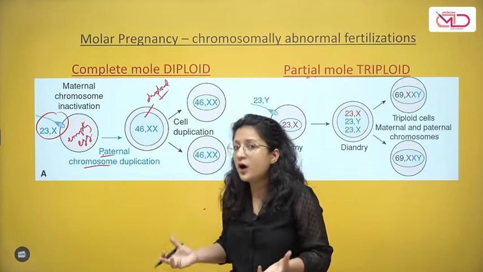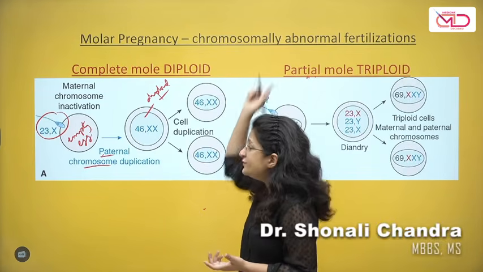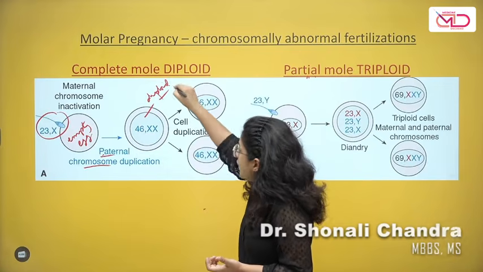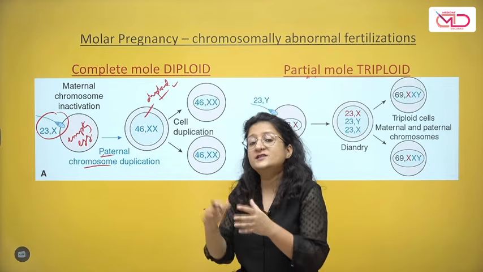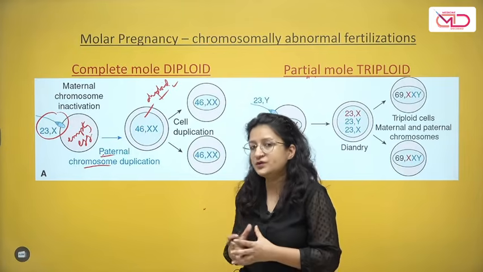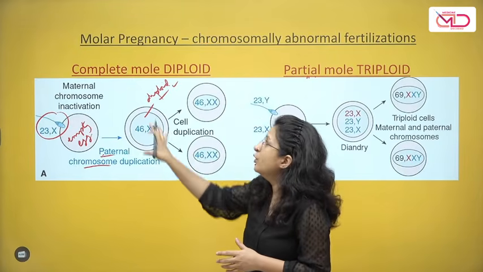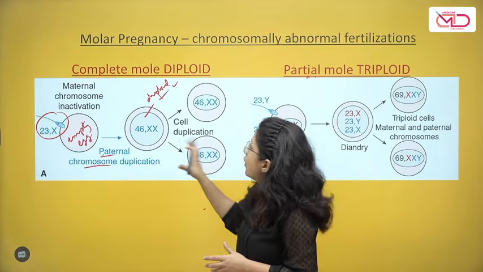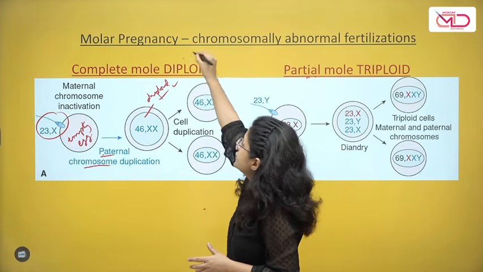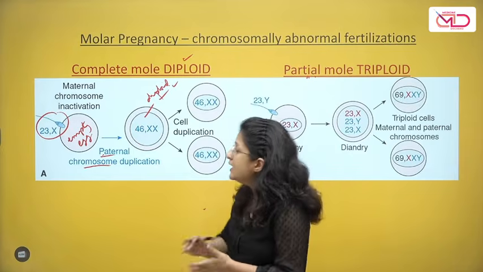So this is abnormal, right? It is an abnormal fertilization. Diploid, yes, true, but the genetic material of the mother is not there, right? So this kind of molar pregnancy that happens is called a complete mole, which is diploid in nature.